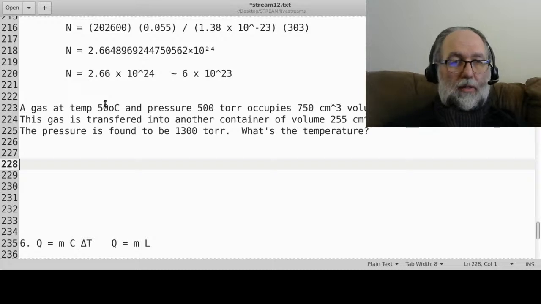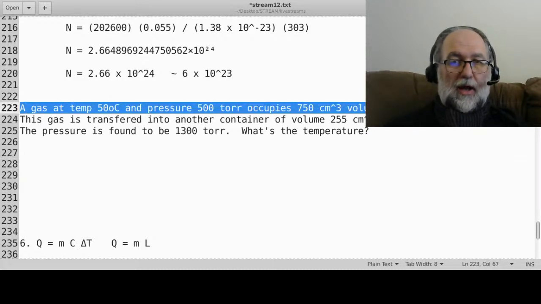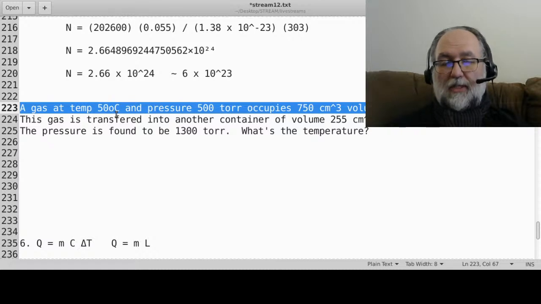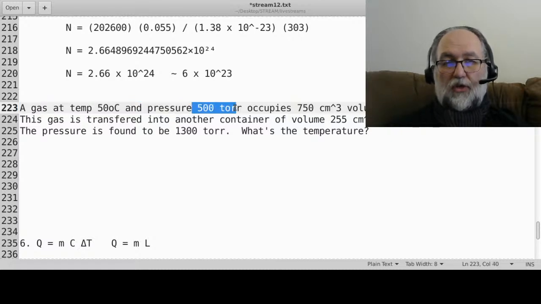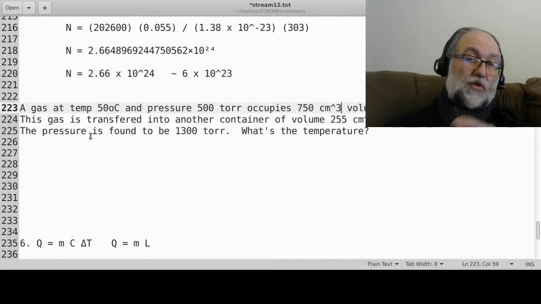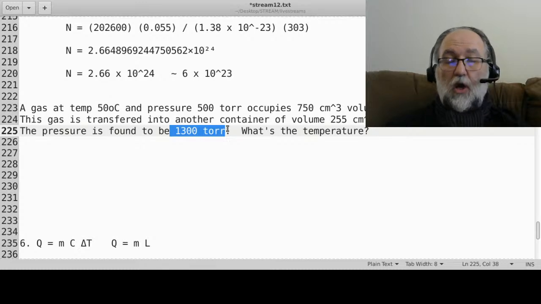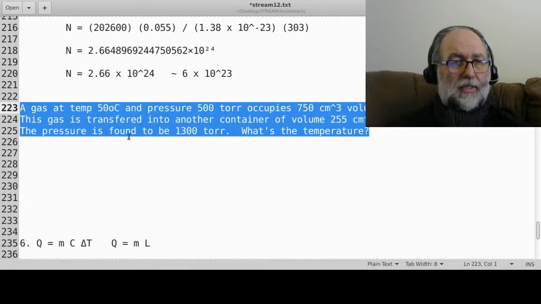Let me reread the problem. So we start off with a gas. It has a temperature of 50 degrees Celsius, a pressure of 500 torrs, and it occupies 750 cubic centimeters volume. The gas is going to be transferred to another container which has a volume of 255 cubic centimeters. The pressure now is 1,300 torrs. What's the new temperature? And you go, whoa, how do you solve a problem like this?